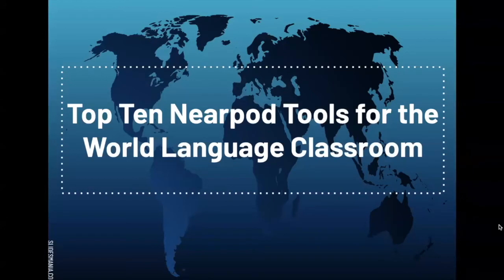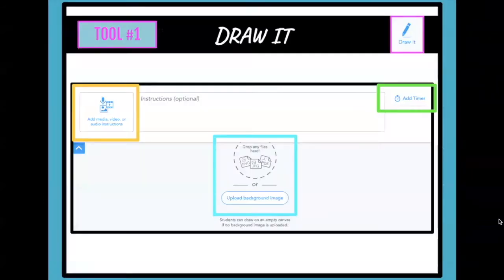And now we will be sharing the top 10 Nearpod tools for the world language classroom. Tool number 1, Draw It. To create a Draw It activity, first the teacher selects a prompt. You have the option to add media to accompany the prompt.